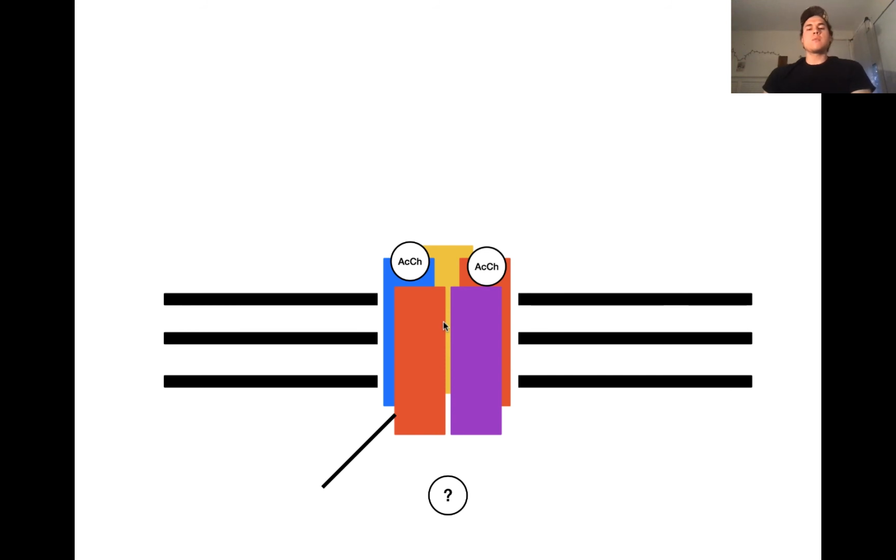Well, what this depends upon, first of all, is the membrane potential. So let's first assume that the membrane potential is negative. So we're at the resting potential. Remember that the resting potential is around negative 70 millivolts.